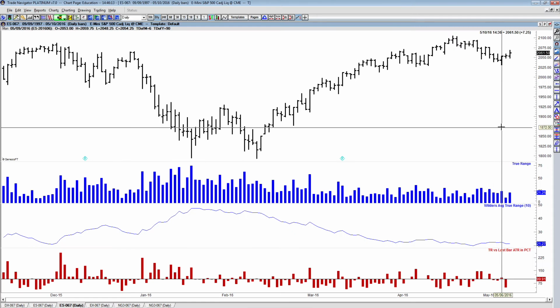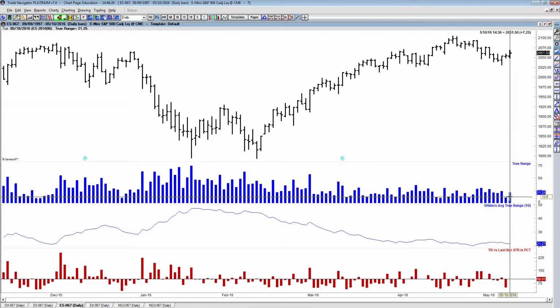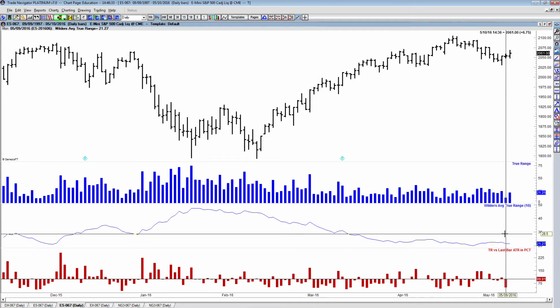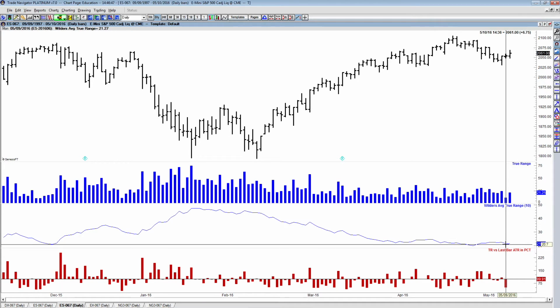Now here's a daily price chart of the E-mini S&P future, and I've plotted in some indicators right below. First of all, you can see the true range of a single price bar. So this one shows us the true range of every single bar. Today so far we have a true range of about 21 points. And below you can see the average true range of the last 10 periods. So if we look at yesterday where the bar closed, we had a true range of about 21.25.